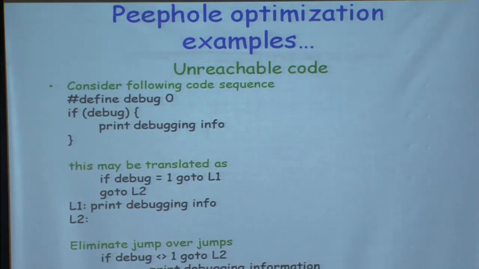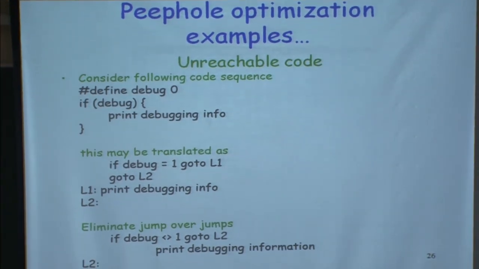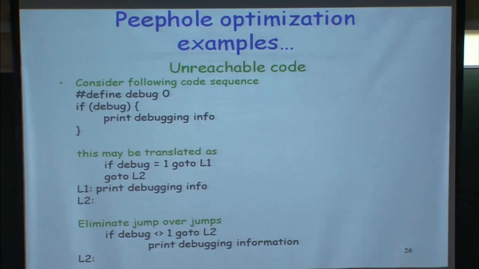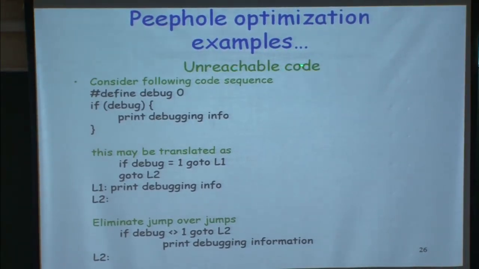Let's look at yet another example. Suppose we have this code sequence, and what we are dealing with is unreachable code. Suppose I have this #define DEBUG initialized to 0, and then I have this conditional which says if DEBUG, then print debugging information. We have already seen this kind of code, and people very frequently use it in their applications.